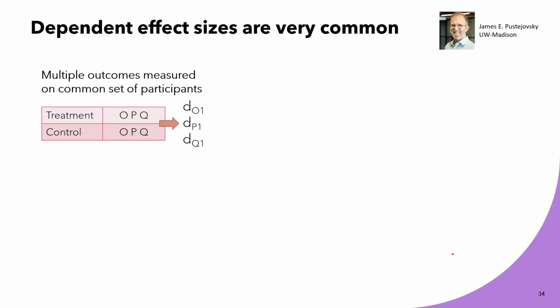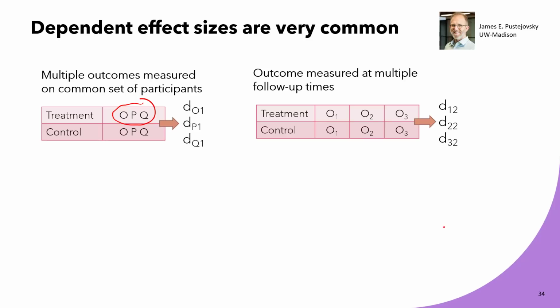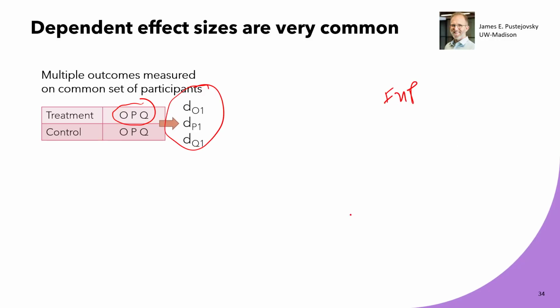So I'm going to borrow a few slides from James Pustejovsky at UW-Madison. Dependent effect sizes are very common. You might have multiple measures from the very same participants: depression, anxiety, stress, in the same study. You might have variables that you think of as related, and you want to examine all of them. You might have the same outcome measured at multiple follow-up times, and of course, a version of that would be doubling up on multiple outcomes. So if you've got multiple follow-ups, you're going to have this problem showing up too.